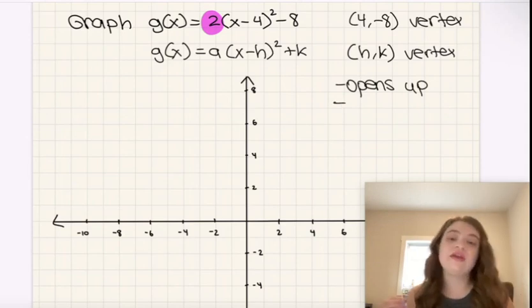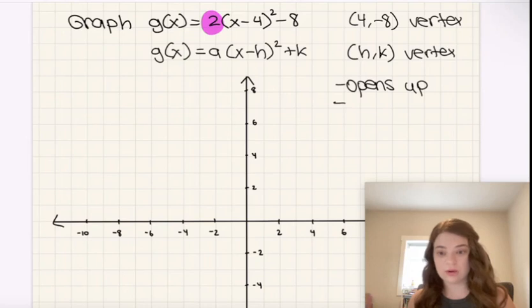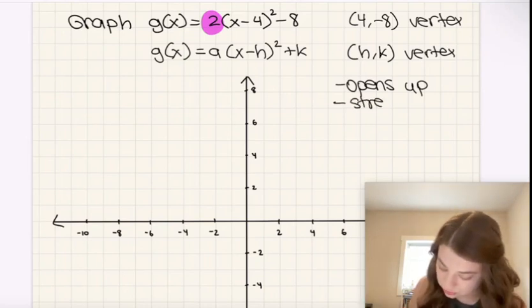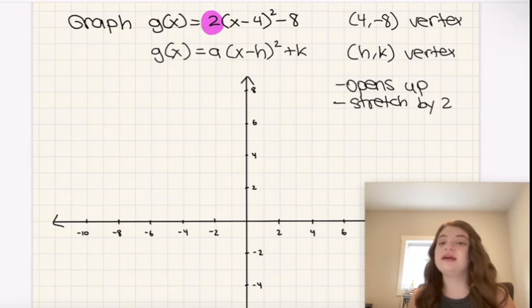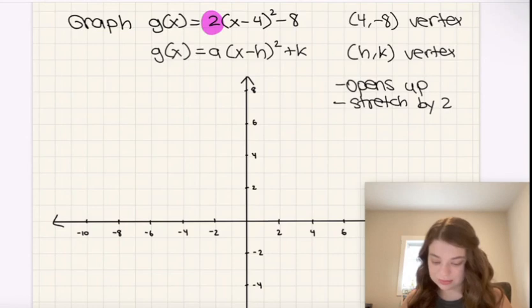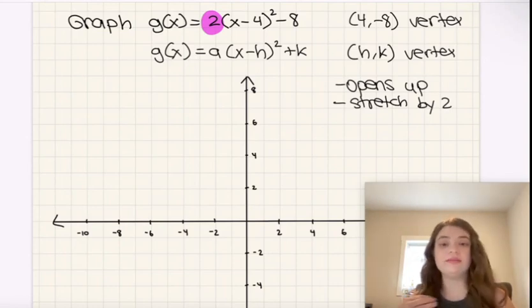And then the other question is, are there any stretches or compressions, right? In this case, there is a stretch by 2, a vertical stretch by 2. And we know that because we have a 2 in front of here. Whereas if this number was 1, then we wouldn't have any stretch or compression. So that's what I'm going to implement next: we have to do a parabola that opens up and has a stretch by 2.